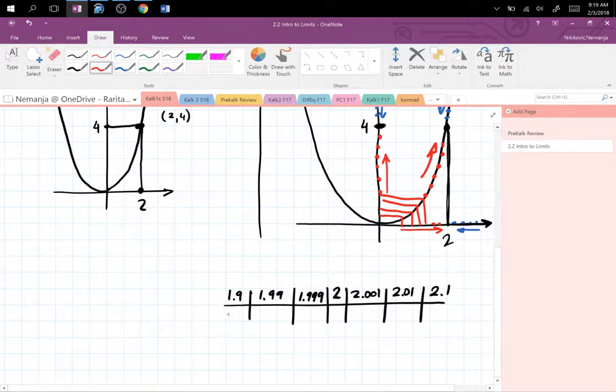And that number, I'm going to use the red numbers, is 3.61.